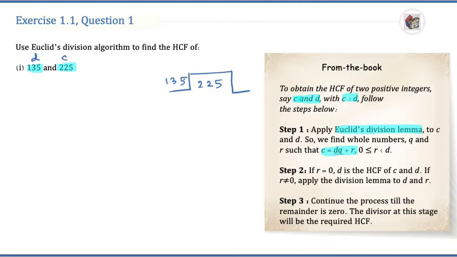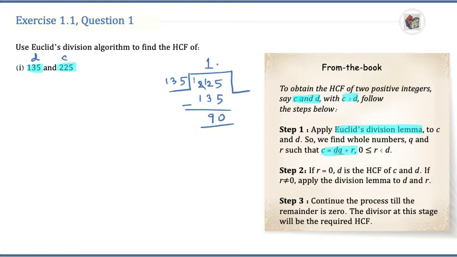Now when you do this, you will realize 135 times 2 will be 270. So that will be a little too big. So you just multiply it with 1 only. Then you write it here. You subtract, you borrow here. You know this. This is 90. Now since 90 is smaller than 135, I cannot divide any further. So this is step 1.